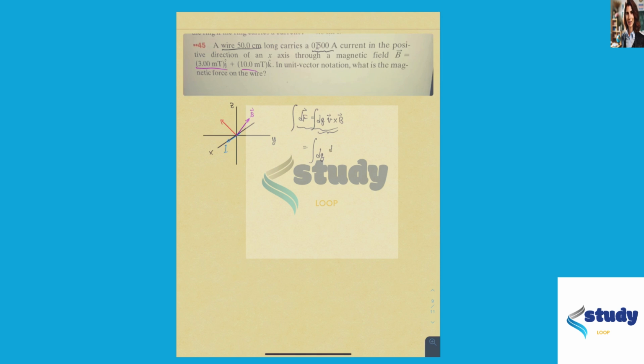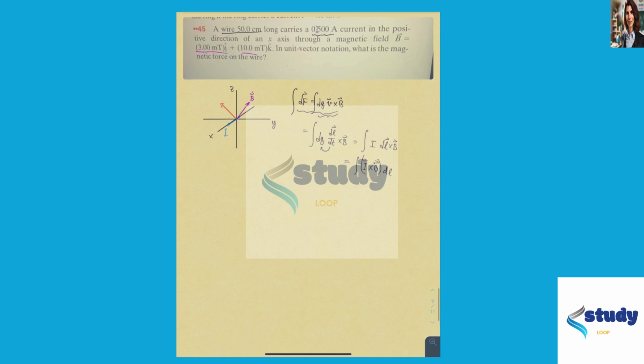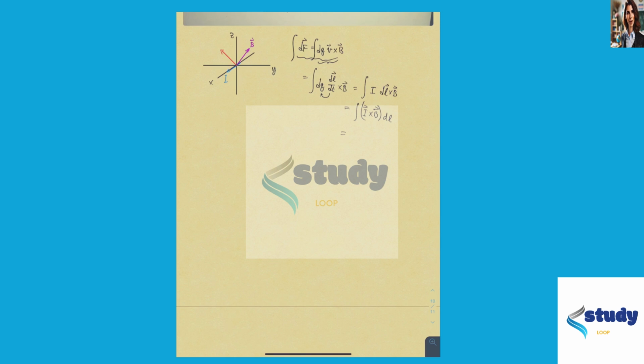So v is just distance over time, cross B, and what we can do is move this dt under dq to make that an I. And then dl cross B. But because dl is a vector, we can move that vector sign to I, because dl and I are in the same direction. This is what we end up with: the integral of I cross B times dl. And what are we integrating over? We're integrating over the total length of the wire.